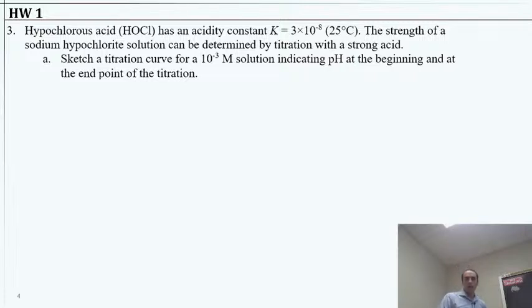So problem 3, we had hypochlorous acid, HOCl, has an acidity constant of 3 times 10 to the minus 8th at 25 Celsius. The strength of a sodium hypochlorite solution can be determined by titration with a strong acid. So this is essentially NaA. So we can determine that strength by titration with an acid. And so we're tasked to sketch a titration curve for a 10 to the minus third molar solution, indicating pH at the beginning and end point of the titration.